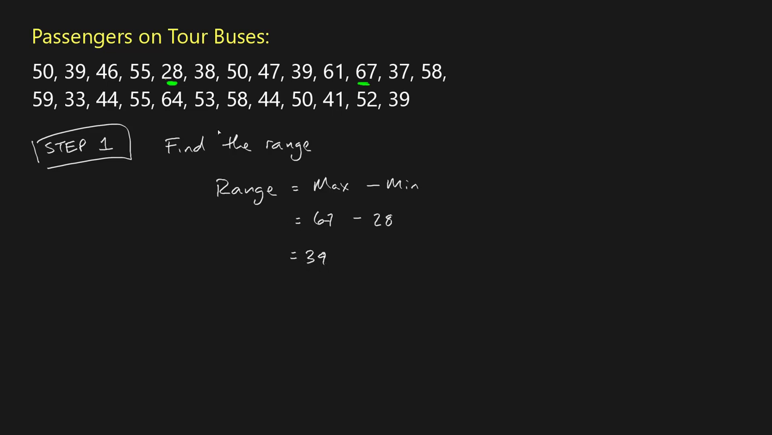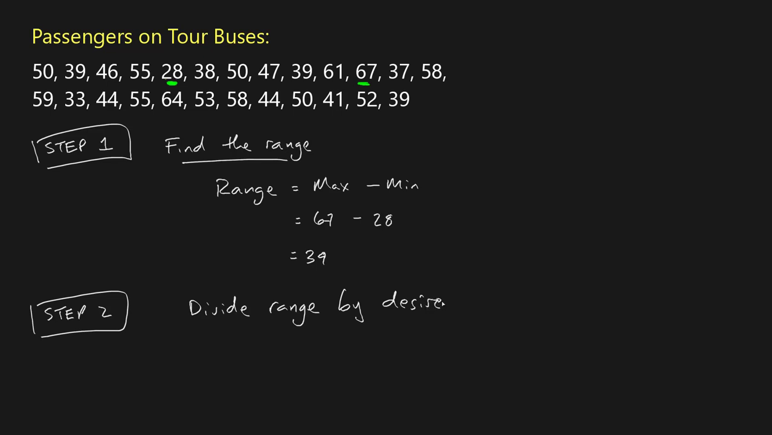We need to cover from 28 to 67, which is a range of 39 different values. So this is what we have to start off with. Step 1, we find the range. Pretty simple. Step 2, you're going to divide the range by your desired number of categories. Now I said that the desired number of categories is 10.